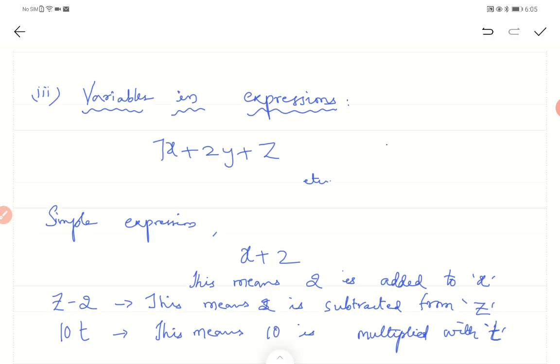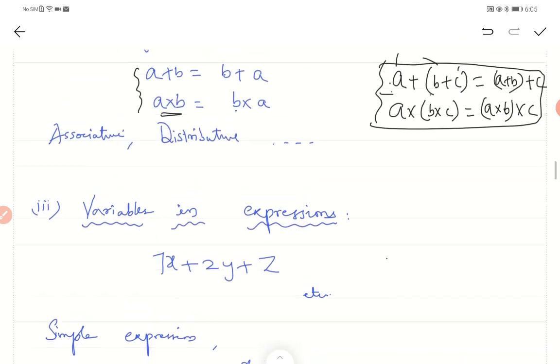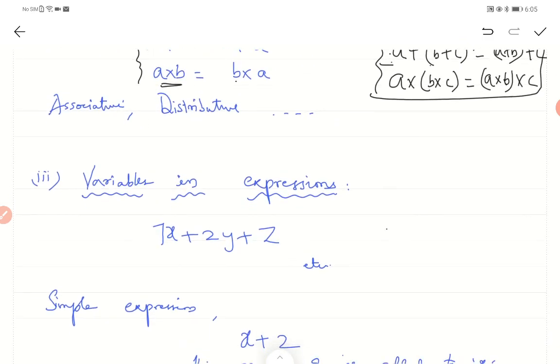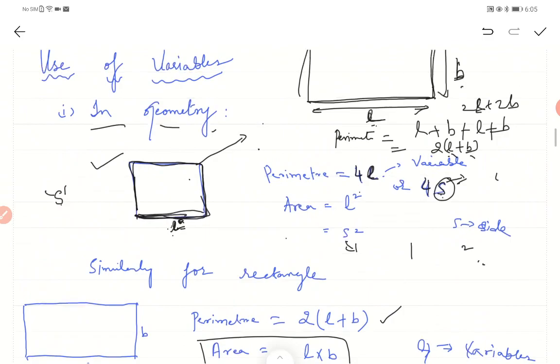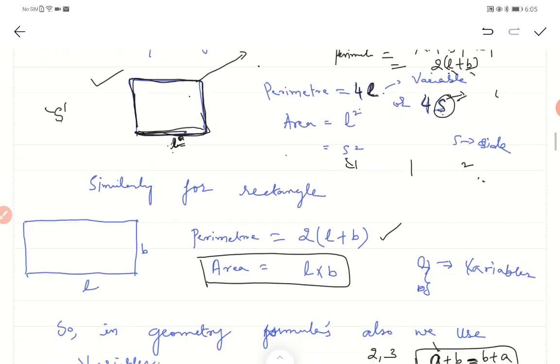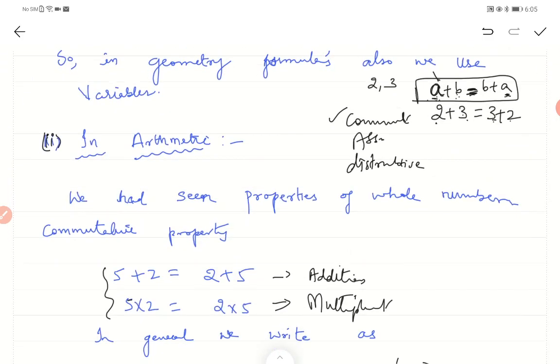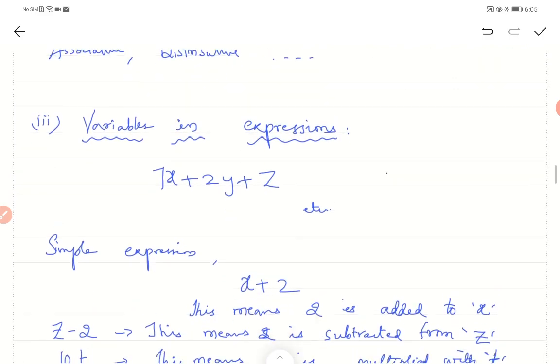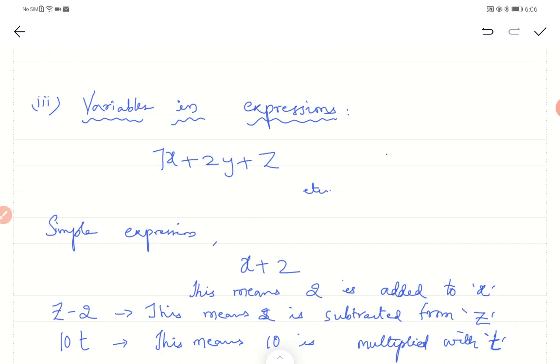So let's continue with the variables topic. We had seen in the last video variables in geometry, variables in arithmetic operations, and variables in expressions is what we need to start with today. So what did I say? 2n, it is an expression. Then 10t, it is also an expression. 10t plus 2, it is also an expression.